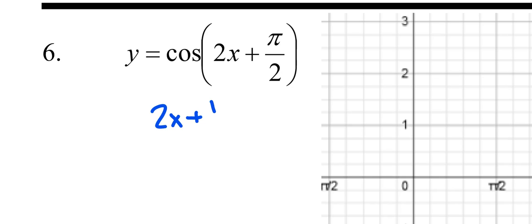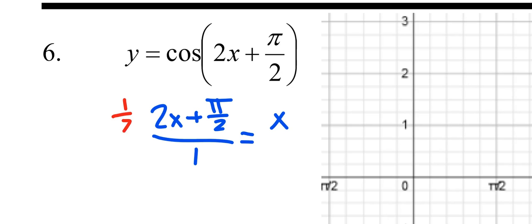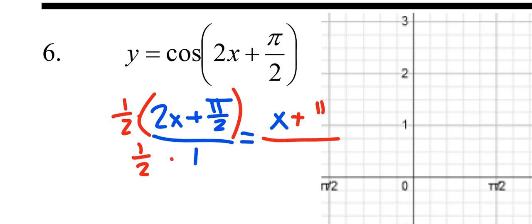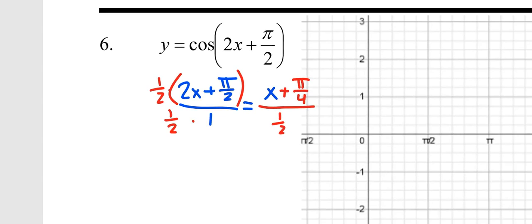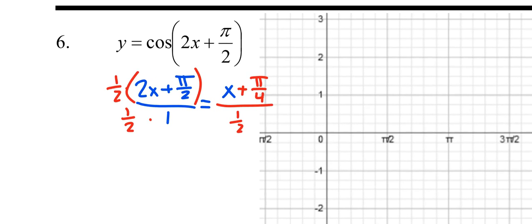What are you going to multiply this by to the top and bottom to get it equal to 1x? 1/2 would be an excellent selection. And that would give me x plus what? Pi over 4 divided by 1/2. Okay, now that we've got it in fireproof form, you do the rest. Find your A, B, H, and K.